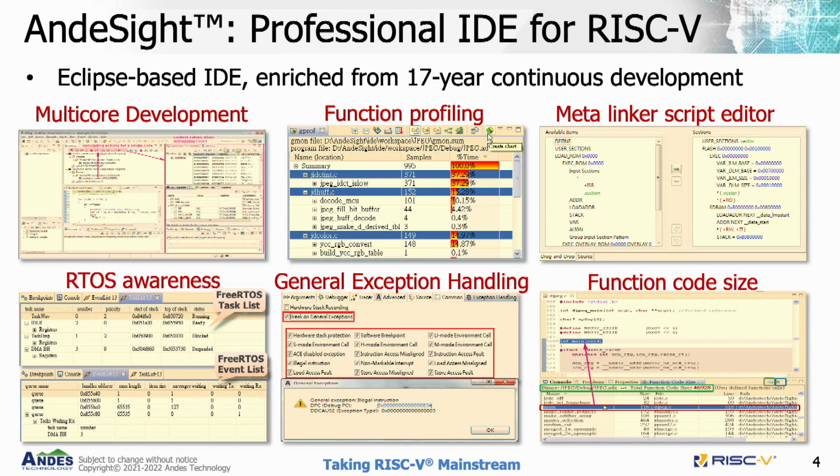Also, we provide general exception handling. These features help the developer catch exceptions from their software at runtime and find the root cause quickly. And we have function code size to display the code size for each function, to help the developer optimize their code size. And finally, we have link script-based UI record and replay for test automation and issue reproduction.